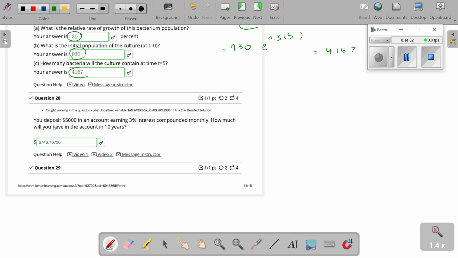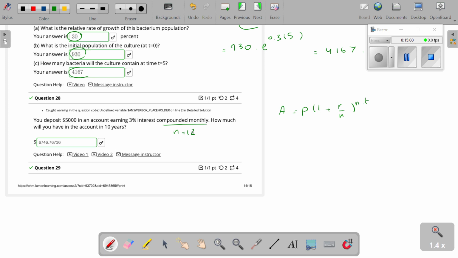Question 28: you deposit $5,000 in an account earning 3% interest compounded monthly. How much will you have in the account in 10 years? So we're going to use this formula first, A = P(1 + r/n)^(n·t). And this is compounded monthly. That means n is 12.